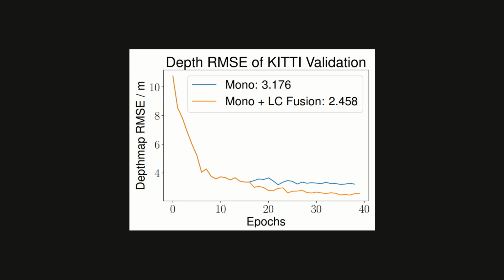We trained it on the KITTI dataset, and when testing with the light curtain, we enabled light curtain feedback at around epoch 16, and we immediately noted improvement in the depth over time, over epochs.